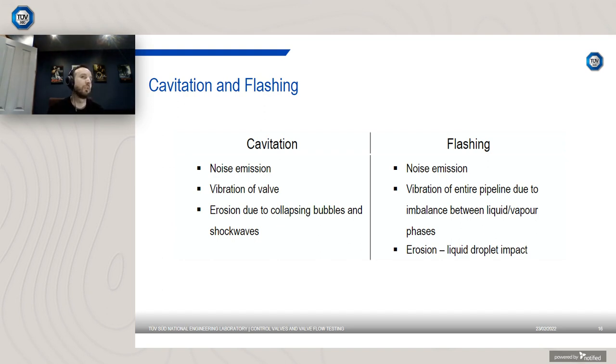Flashing, in a similar manner, will result in significant noise emission. You get vibration of not only the valve, but the entire pipeline due to the imbalance between liquid and vapour phases. And you can also get erosion or material loss due to liquid droplet impact. So generally, these are bad for the valve and you want to avoid them if possible.